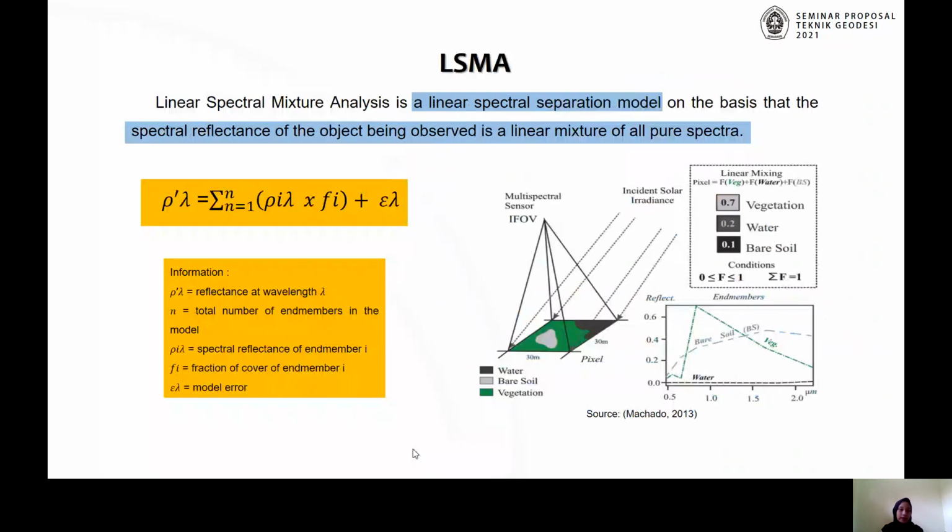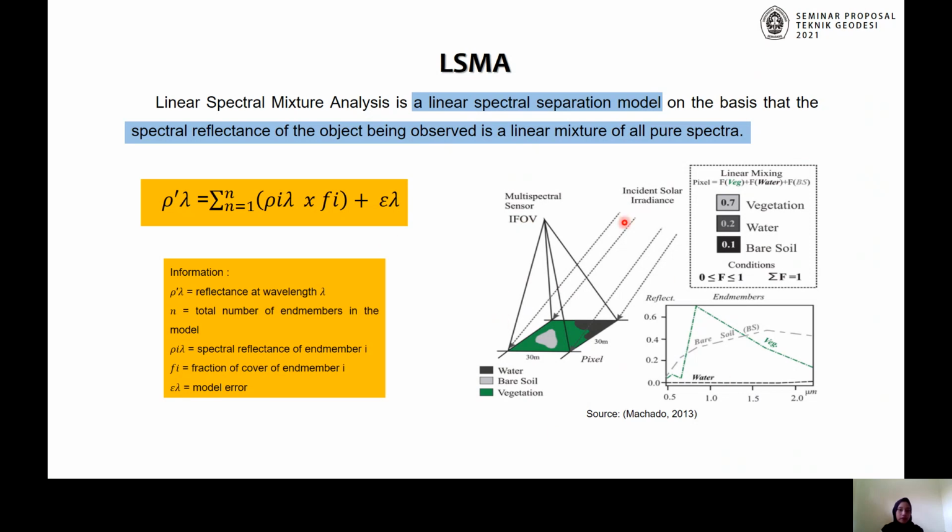Moving on, LSMA. Linear spectral mixture analysis is a linear spectral separation model on the basis that the spectral reflectance of the object being observed is a linear mixture of all pure spectra. This is the LSMA formula.